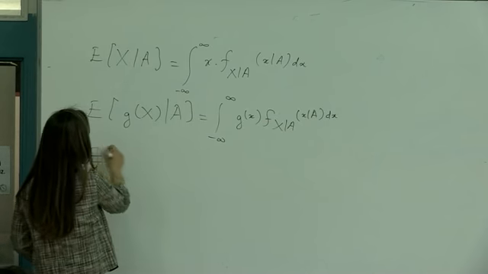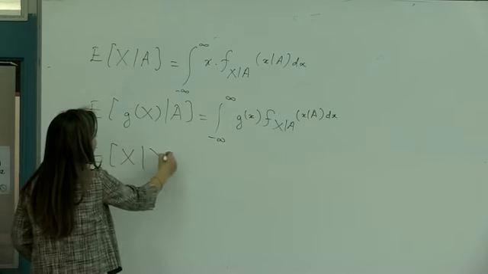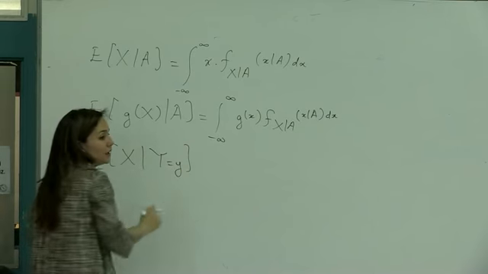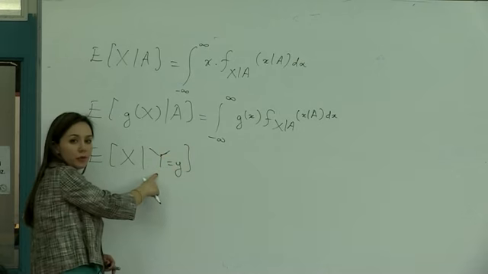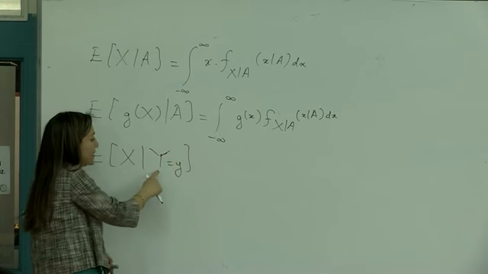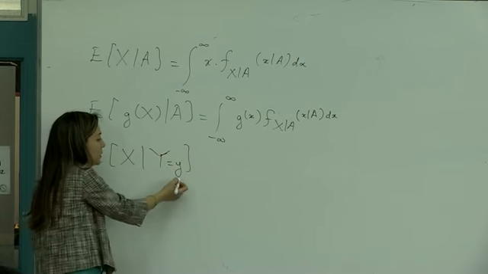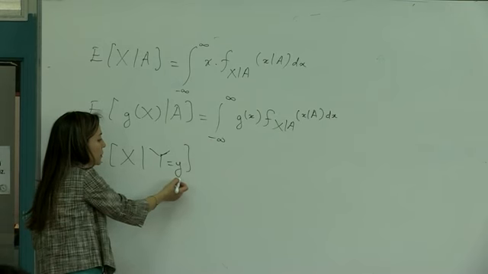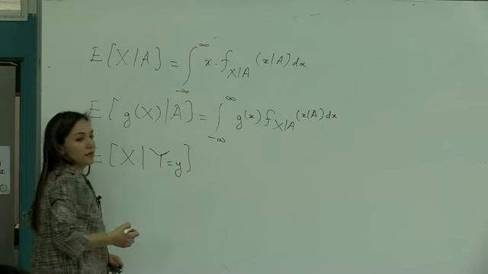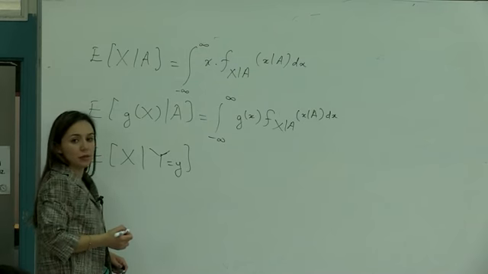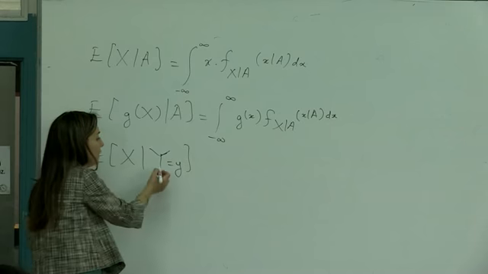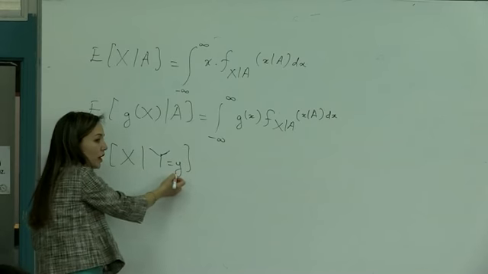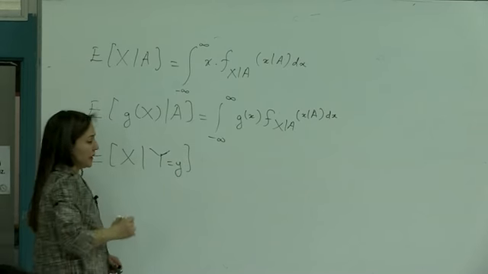Okay, the expected value of X given Y equals y. Let's remember what this means. Y here is a continuous random variable. It will not take the particular value y with non-zero probability, most likely. But still we can condition on this event. Given that Y takes on the value small y, what is the expectation of X?